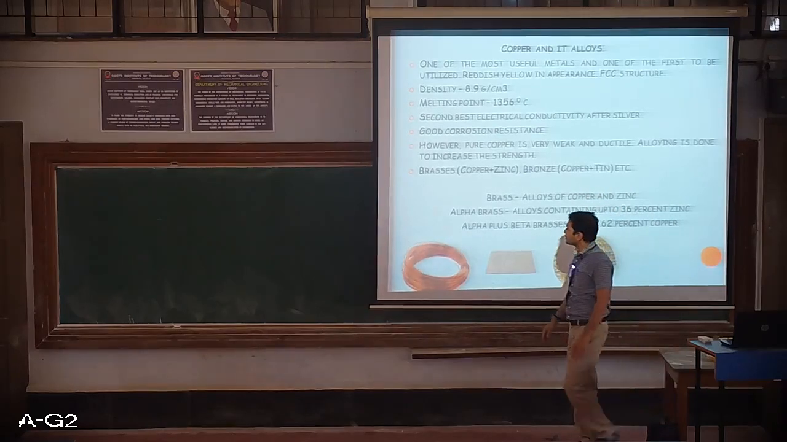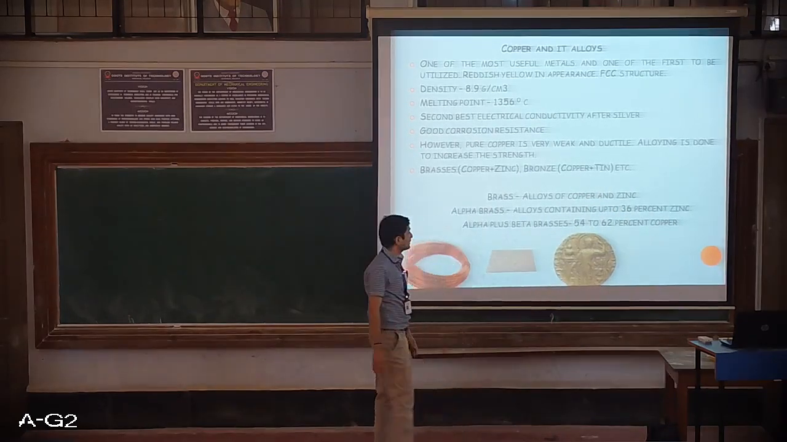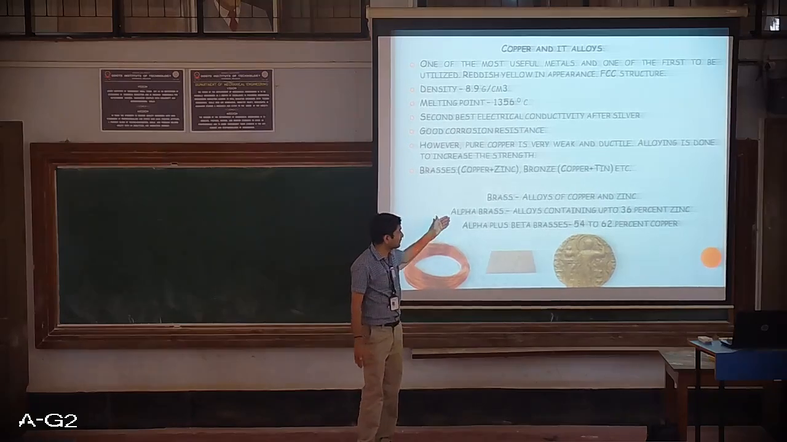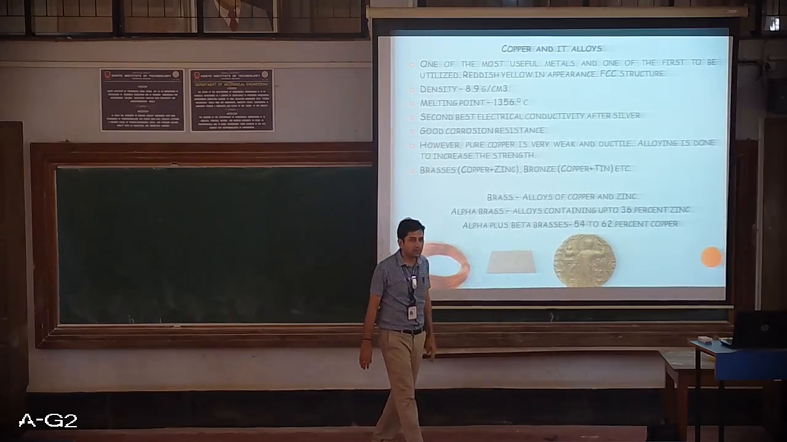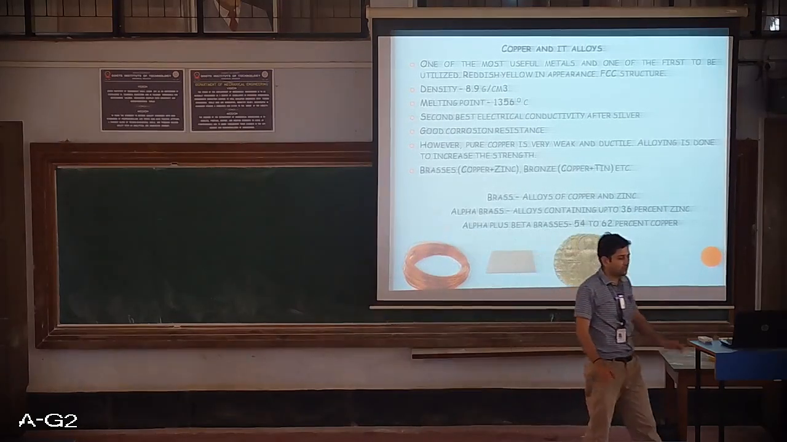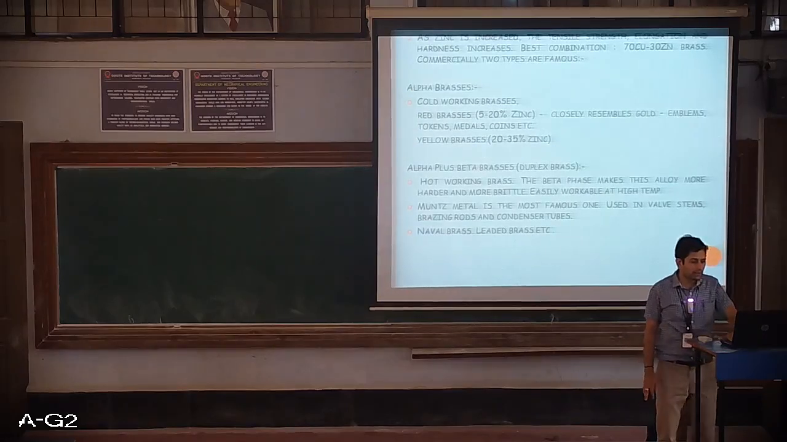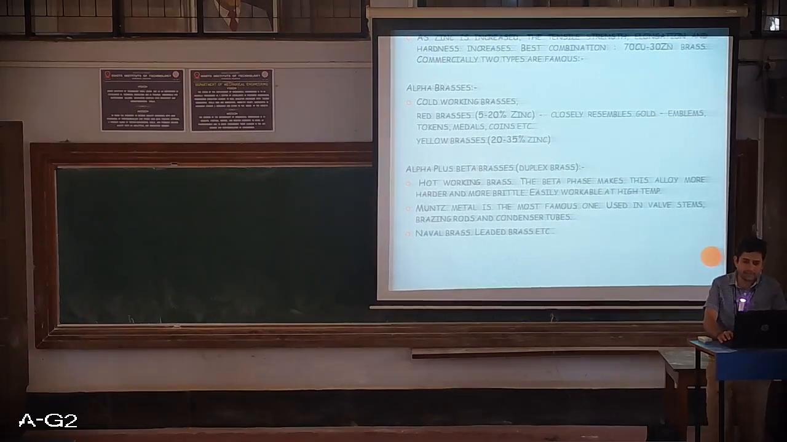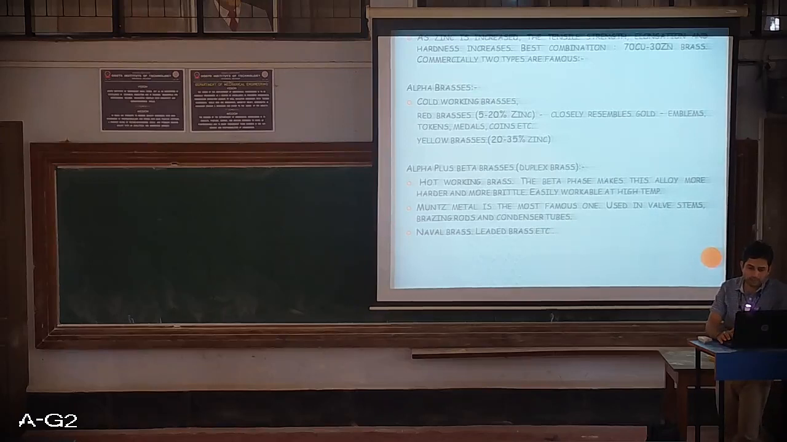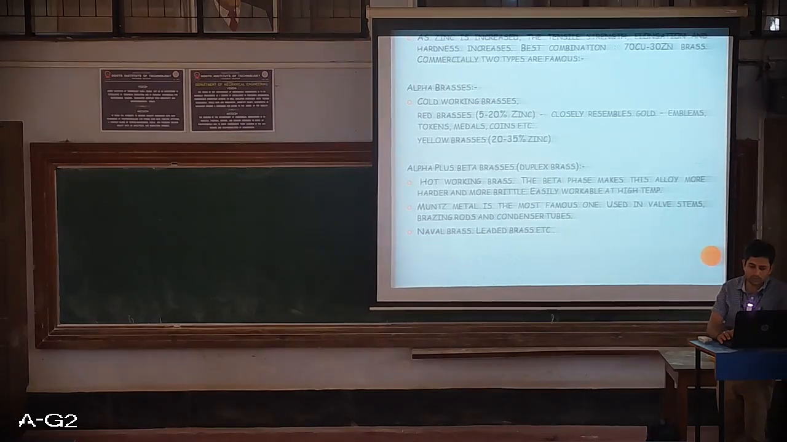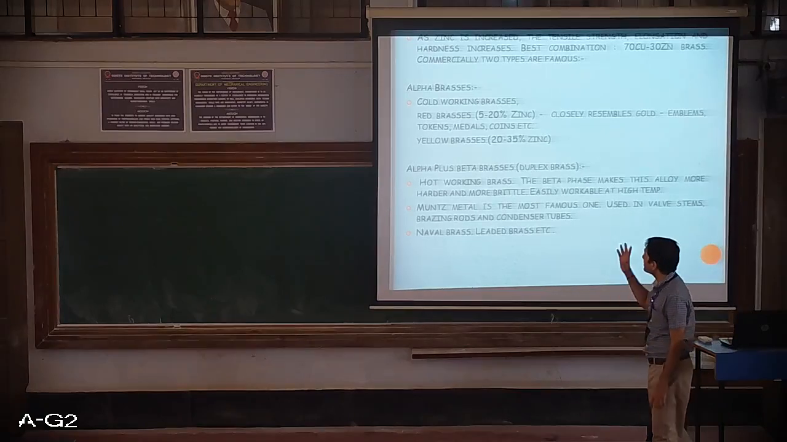So brass is an alloy of copper and zinc, and under that there are two types, alpha brass and alpha plus beta brass. I'll not go much into detail. This you have seen in the lab also, where alpha brass is used and where alpha plus beta brass is used. Alpha brass is also a cold working brass, and it is red in color. So if you see reddish copper alloys, you should understand that they are alpha brasses.